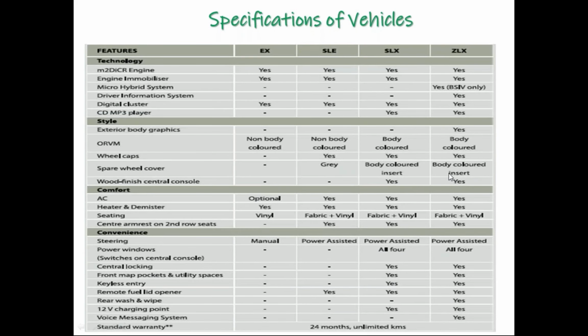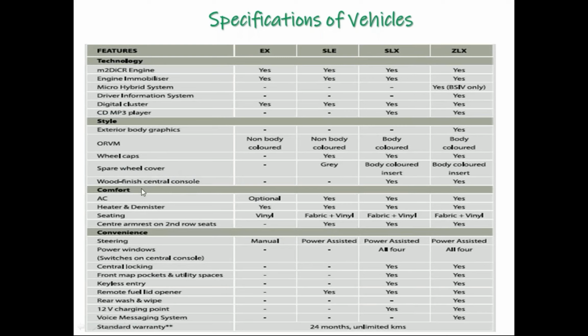Then if you go on with auxiliary devices, what we were talking about, that is under vehicle specification, it is called a feature of a basic automobile. So what type of engine is present, what type of engine immobilizer systems are present, then what type of different hybrid systems, information system, clusters, layers, body graphics, caps, wheel caps. So that will come under the category of styles, whether wood finish is present on the dashboard or not.